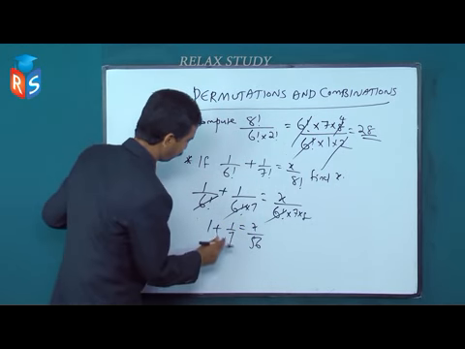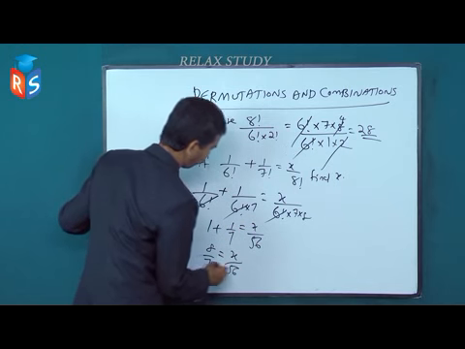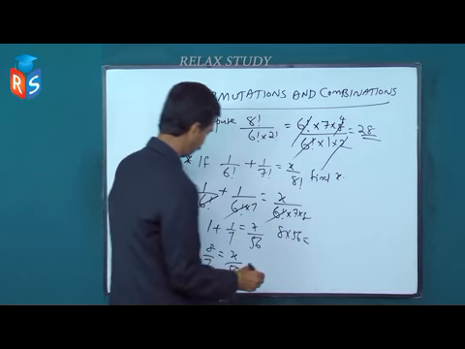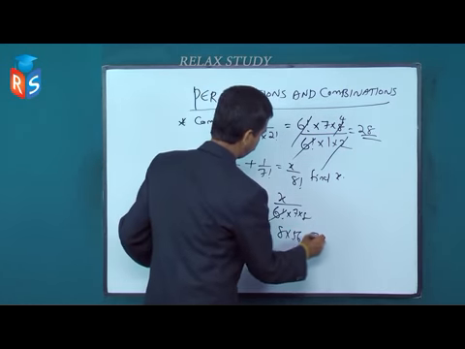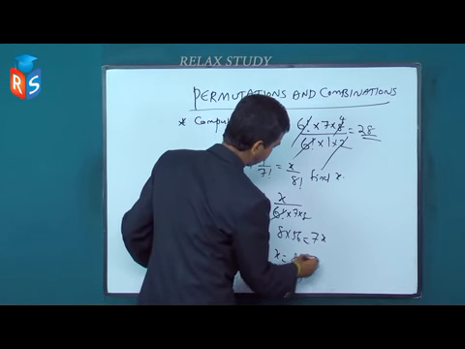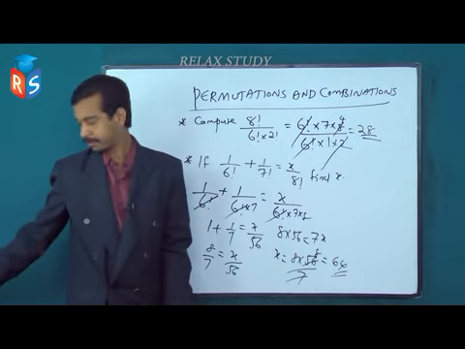So we get 1 plus 1 by 7 equals x by 56. So take the LCM: 8 by 7 equals x by 56. Cross multiplying, 8 into 56 equals 7x. So x equals 8 into 56 by 7. So the value of x is 64.